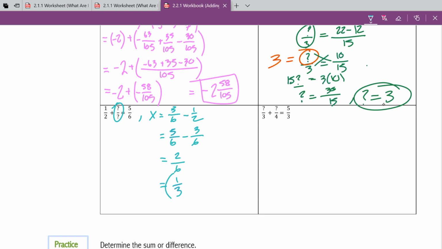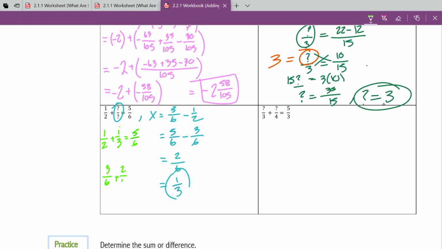And I think we have our answer right there. X must equal 1/3. And let's just verify and make sure that this is true. 1/2 plus 1/3 equals 5/6. All right, so the common denominator there will be a 6. So I'm going to have 3/6 plus the common denominator here.